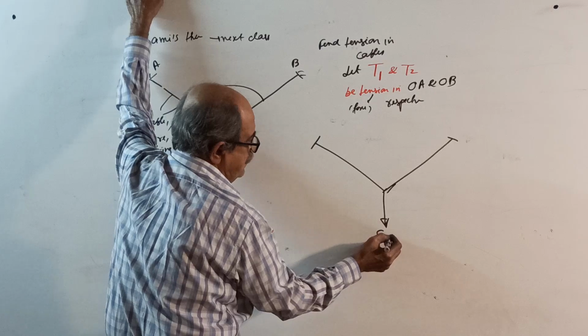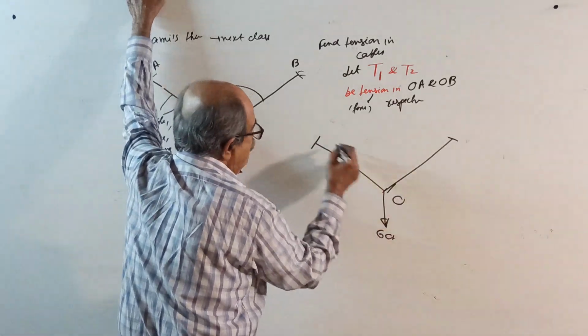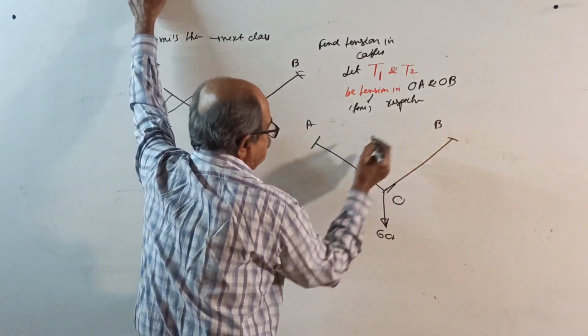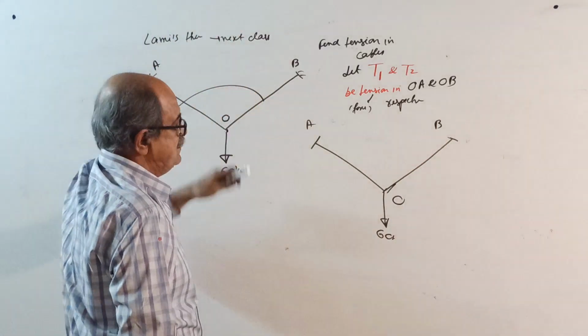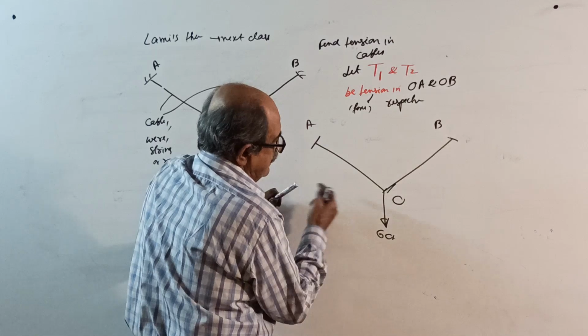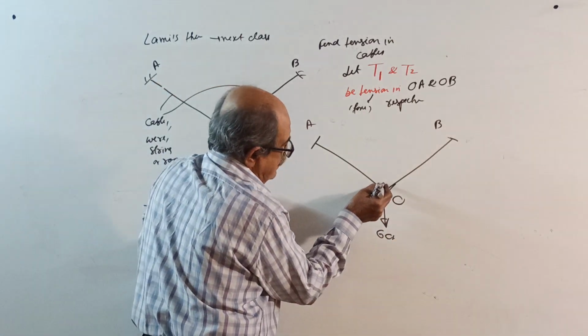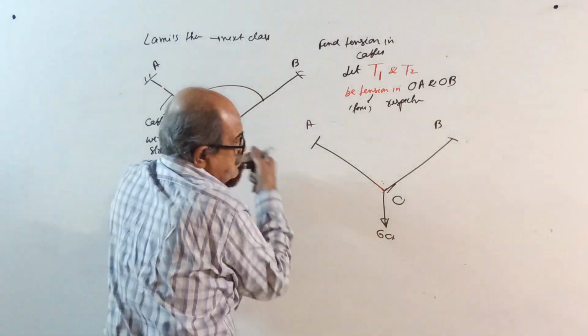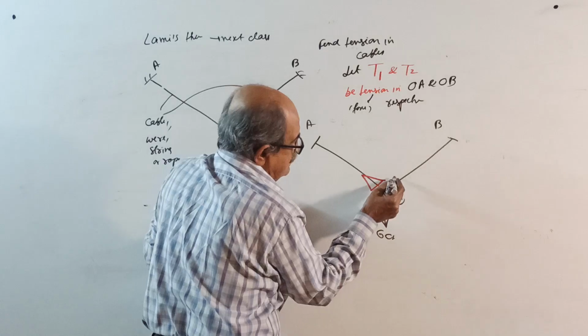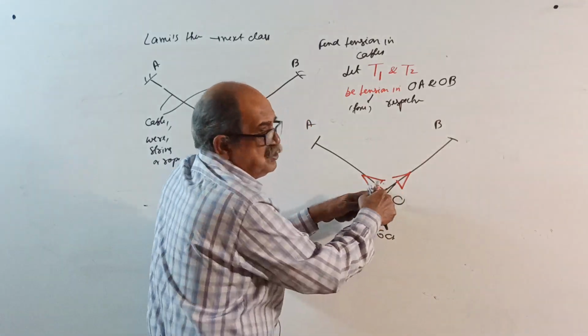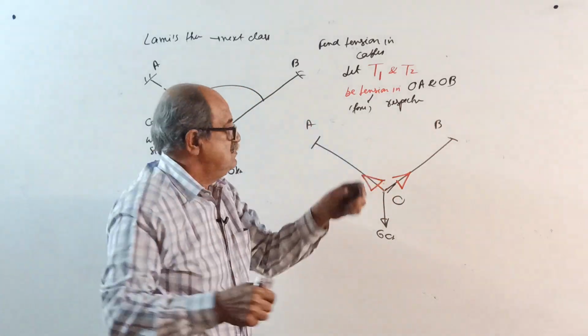How much is it? 60 Newton. See, this is O, this is A, this is B. Okay, how will I write? See, tension, I told you so many times. Tension should act away from the joint. The force should be outward.